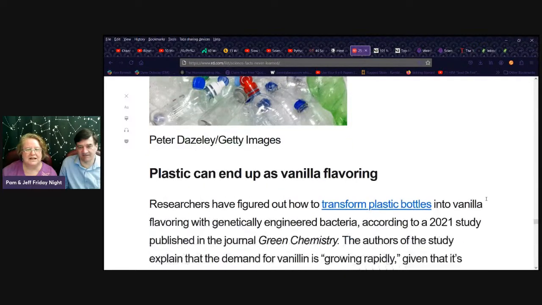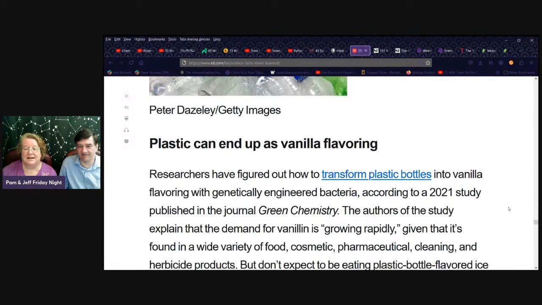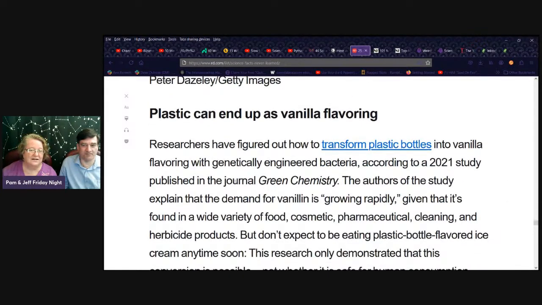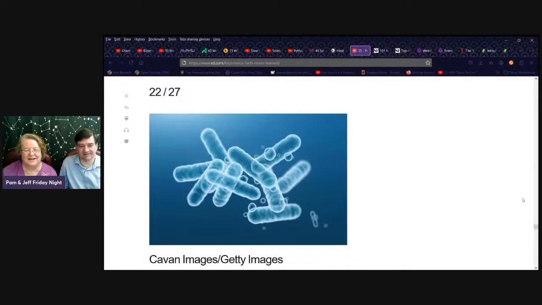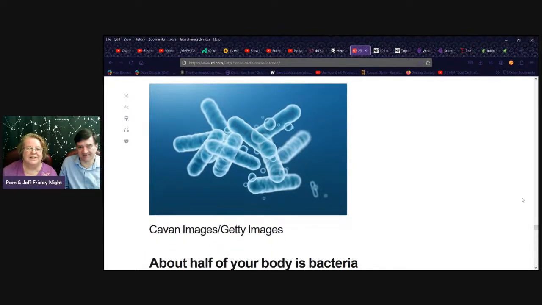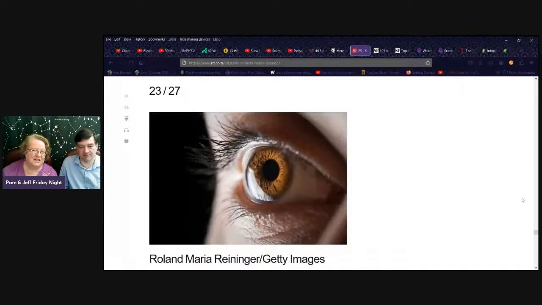Let's see. Plastic can end up as vanilla flavoring? That's kind of crazy. Genetically engineered bacteria. I think I'll get mine from vanilla beans. Yep, we talked about that. The bacteria.